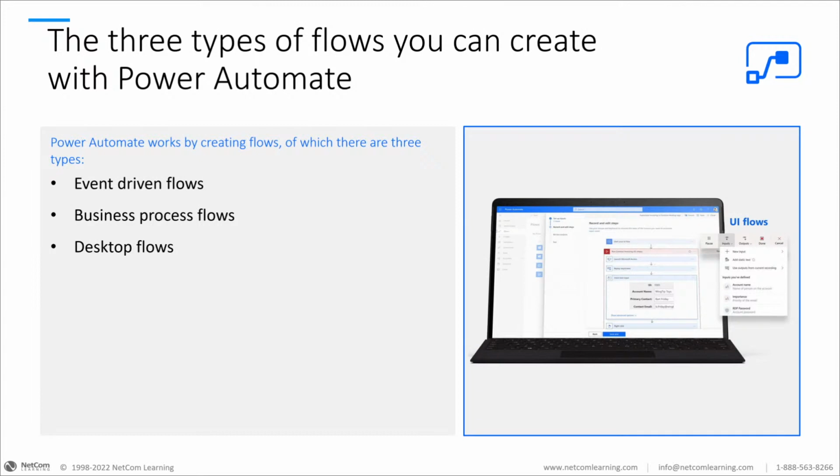So the three types of flows that you can create with Power Automate: event-driven flows, where you have a trigger that executes, and then one or more actions against that trigger. There are a number of different types of triggers that you can use to execute. And again, it could be clicking a button, it could be a data update, it could be something else. But an event itself is what's kicking off that Power Automate flow to complete.